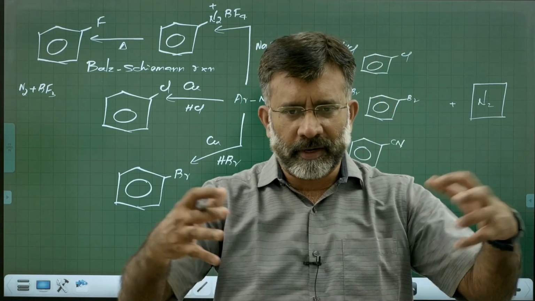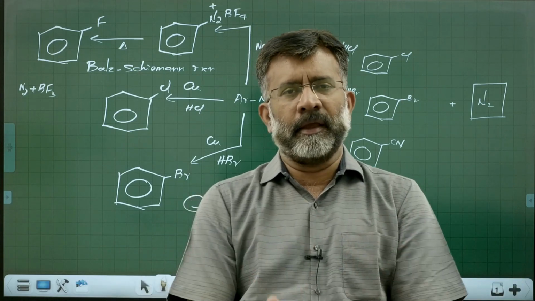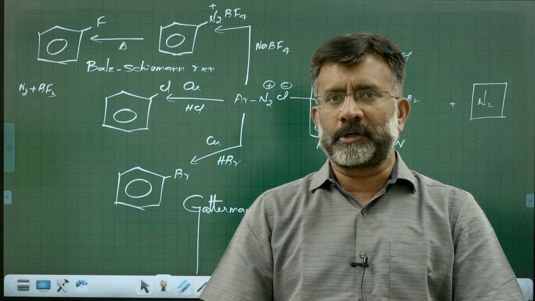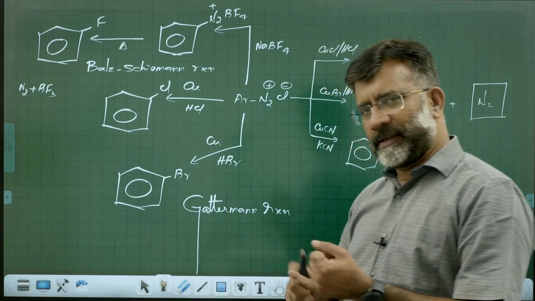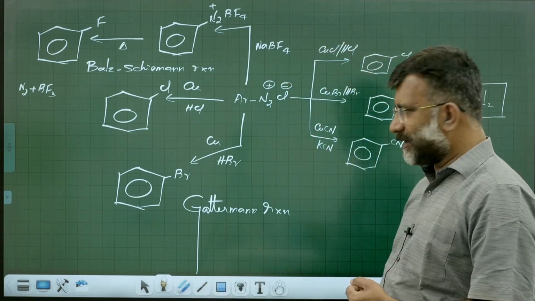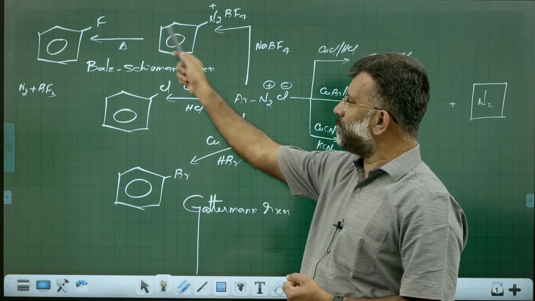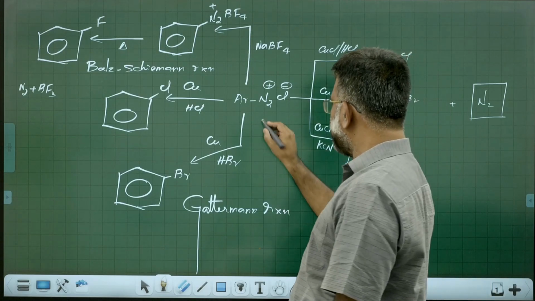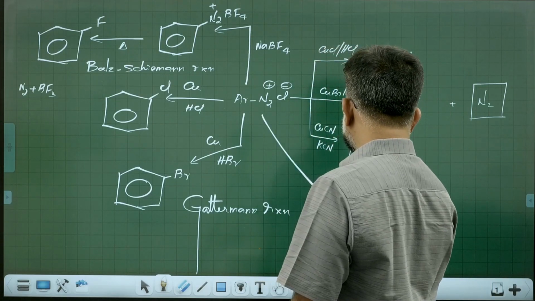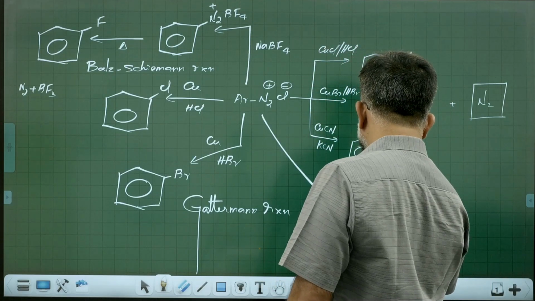Try to correlate similar reactions on a unique platform and learn together, even though they are dealt with in different chapters. Okay. So diazotization, Sandmeyer's reaction, Gattermann reaction, Balz-Schiemann reaction. And in fact, this can simply be treated with KI, and you get iodobenzene.